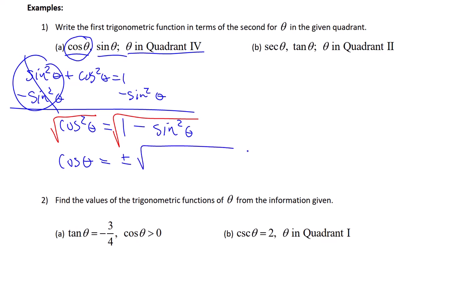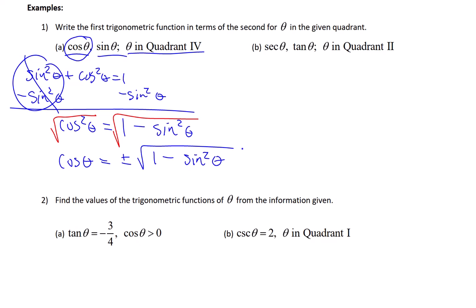If you're taking the square root of both sides of an equation, you have to put a plus or minus on one of the sides because of some of the details that happen when square rooting both sides of an equation. We can just summarize it with a plus or minus, which means we have now cosine theta equals plus or minus square root of 1 minus sine squared theta.